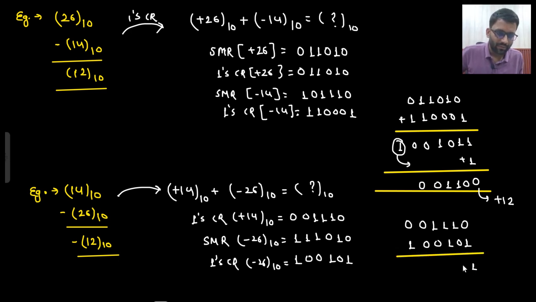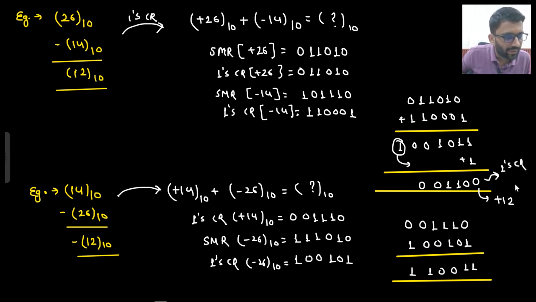So just add them up: 1 1 0 0 1 1. Is carry generated? No. If carry is not generated, what does that mean? Here one more thing I forgot to tell. This answer is in 1's complement form only, but 1's complement form is equal to sign magnitude representation when the answer is positive. Here the answer is in 1's complement form, and you can see from the sign bit that this answer is negative.